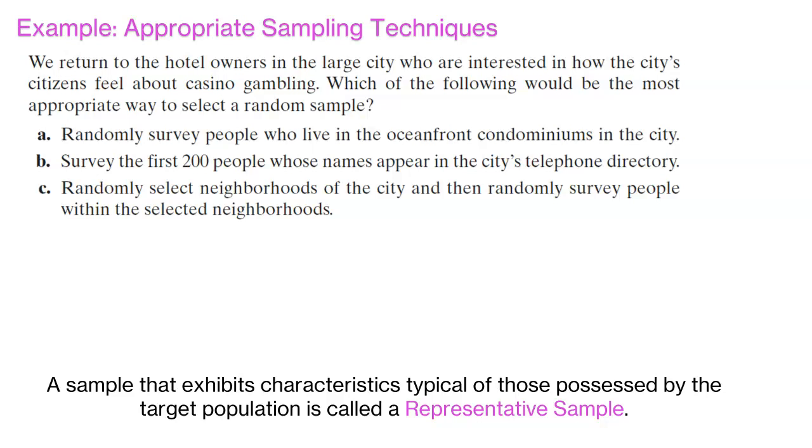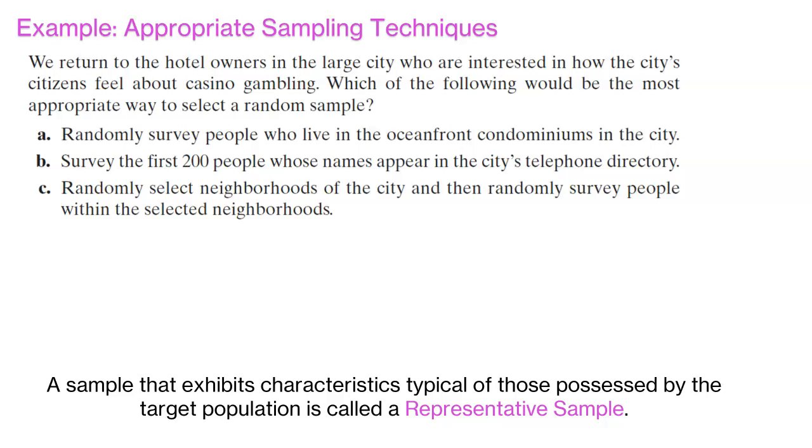And then it comes down to making sure that we get a representative sample. So if we go back to the hotel owners from the large city and the casino gambling, we want to figure out which of the following would be most appropriate. So we want to randomly survey people who live in an oceanfront condominium in the city. So it's random. Would that be a good representative sample? No. Oceanfront condominiums are expensive. Not everyone has an equal chance to be selected. You're also specifically picking one demographic region.